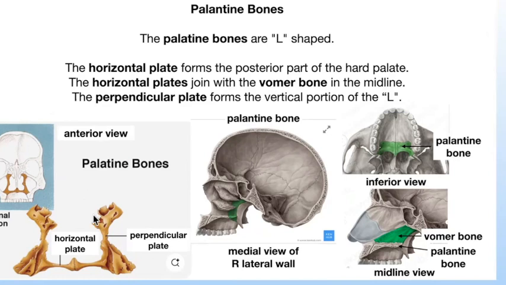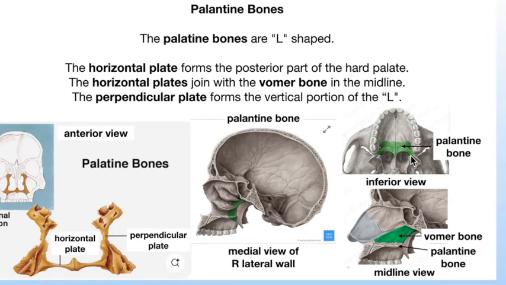So if we look through our pictures here, we're seeing an anterior view of the palatine bones. We see a horizontal plate, okay, and we see a perpendicular plate. This is a coronal section, okay, so cut through a crown. Now we're going to look at a sagittal section, and in the sagittal section, we're seeing the palatine bone is forming the posterior part of the hard palate.